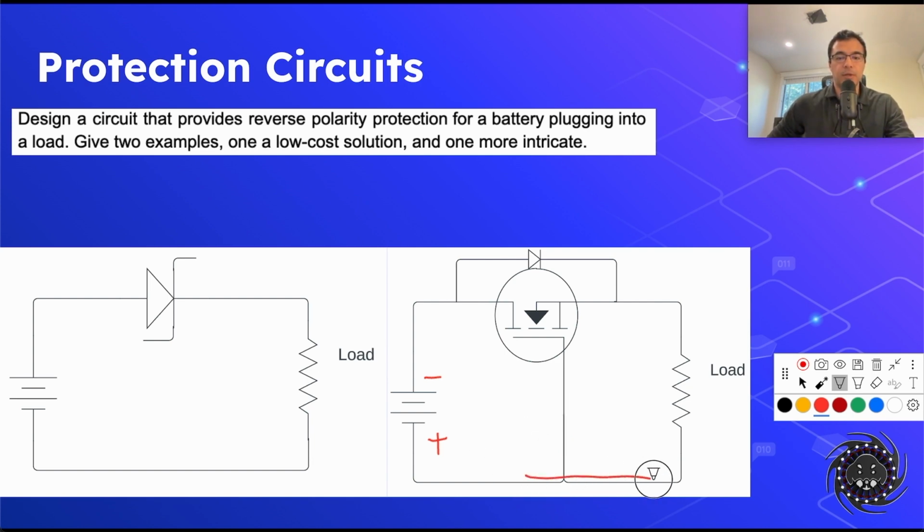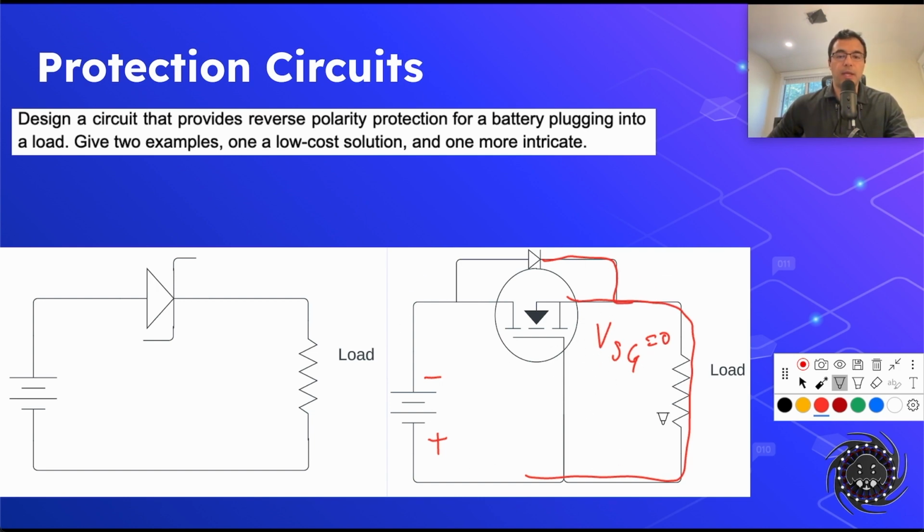The current will try to go through the load, but the MOSFET is off. So no current is going to go through the MOSFET. Current will try to go through the diode, but the diode is blocking it, and therefore we have no current going. The gate and source of the MOSFET will be at the exact same voltage, so VSG will equal 0. And since VSG is equal to 0, the MOSFET will stay off.